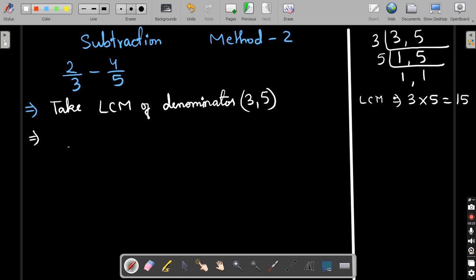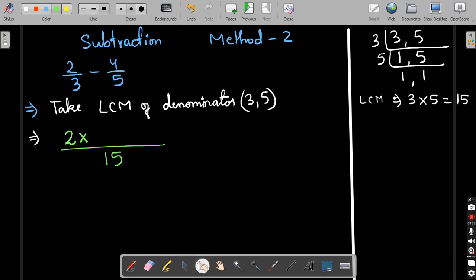Now I will solve by the shortcut method. What I told you: whatever LCM I got, I will write in the denominator part. Okay, now I will write here 15. Now what are the upper numbers? 2 and 4. I told you how to write it. So carefully watch this. This 2 I will write here. 2. Now I will put a multiplication sign here.